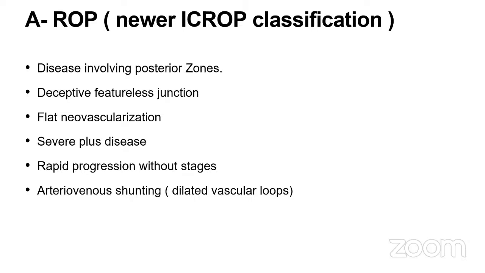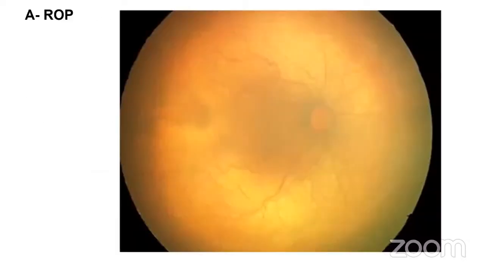Generally, you will see a featureless, deceptive junction. Flat neovascularization is seen, with associated severe plus disease. It will progress rapidly without stages, and there can be dilated vascular loops and arteriovenous shunting. So this is the image of aggressive ROP. You can see nearly all the vessels are enlarged and the arterioles are tortuous.